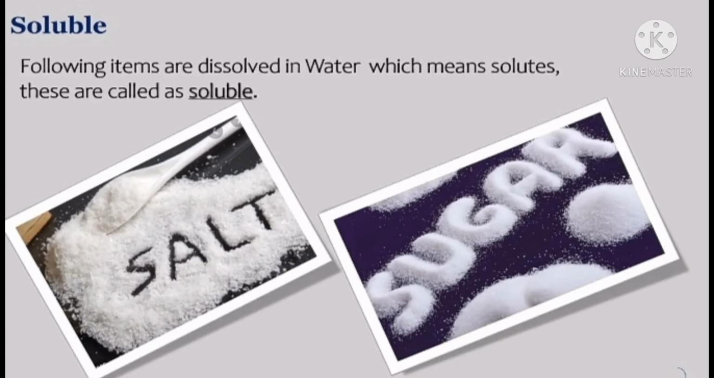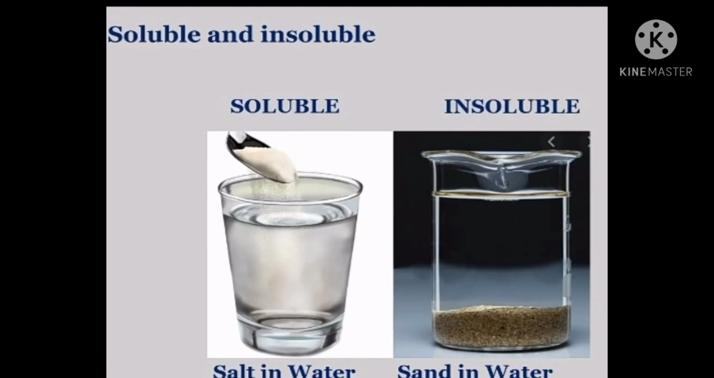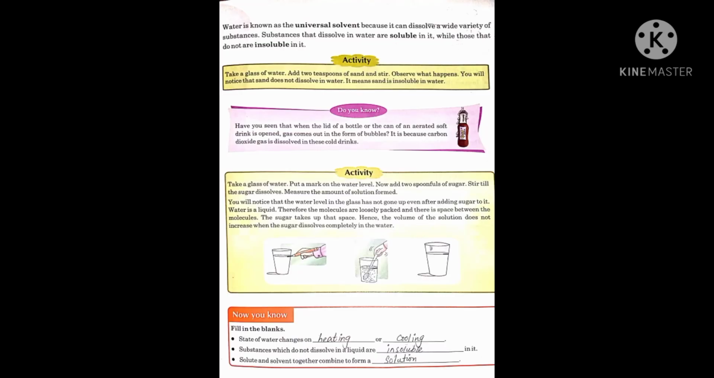What are solubles? The following items dissolve in water, which means they are solutes. These are called soluble. So salt and sugar are soluble. They can easily dissolve in water. Water is known as universal solvent because water can dissolve a wide variety of different substances. Salt is soluble in water and sand is insoluble in water. Here we have an activity.